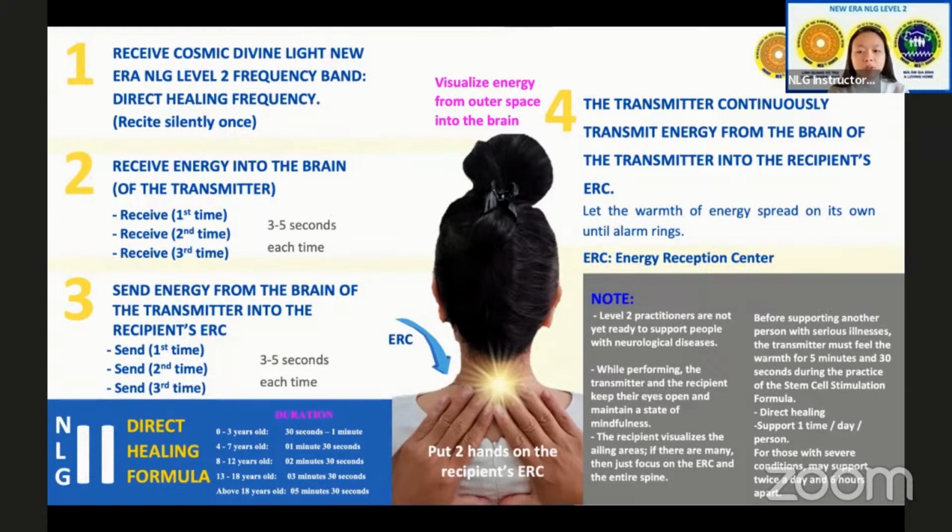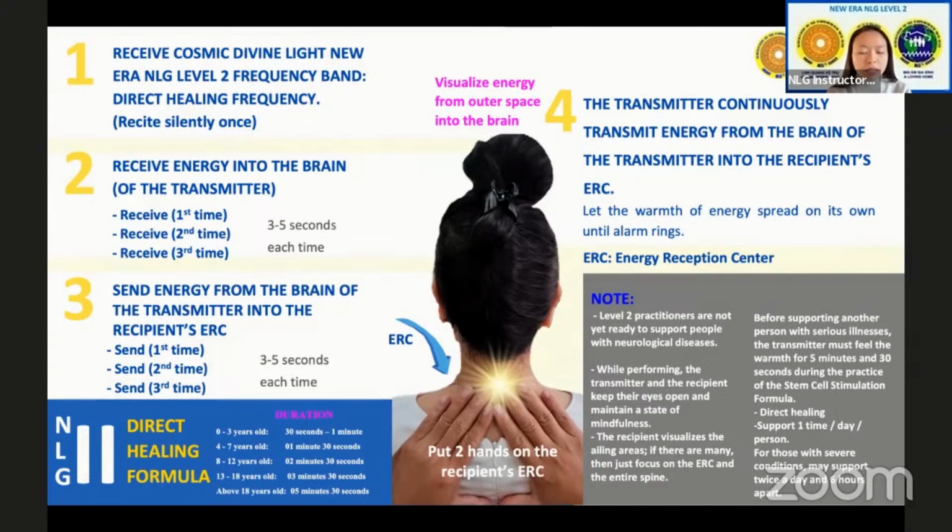Okay. Now, before supporting another person with serious illnesses, the transmitter must feel warmth for 5 minutes and 30 seconds during the practice of the stem cell stimulation formula. It is not to say that you have to practice the stem cell stimulation formula before you give direct healing to another person. However, because you will be practicing stem cell stimulation every day for yourself, if you have been feeling that warmth for the entirety of the 5 minutes and 30 seconds when you practice it on a daily basis, then you know that you're good to go, that you're good to support another person with serious illnesses.